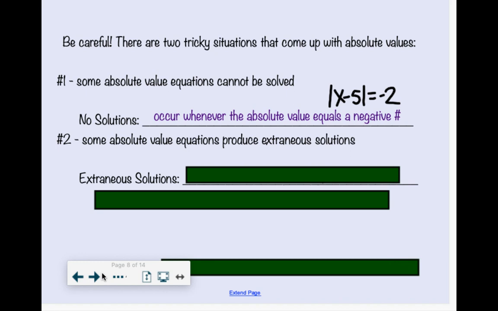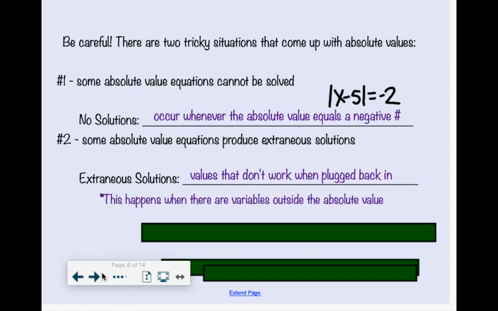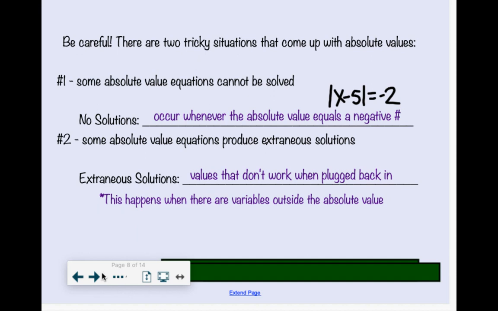Okay. And then there's something called extraneous solutions. You've probably heard of them before, but maybe haven't done a whole lot with them. They are solutions or values that don't work when you plug them back in. So with absolute values and things like x squared, as you're solving, some of the steps you do end up creating extra values that don't end up working when you plug them back in. Okay, and this for us is mainly going to happen when there are variables on the outside of the absolute value. Because there are some outside, that makes the signs a little bit tricky. Okay, I'm going to do the first two, and then I'm going to leave the last four for in class.